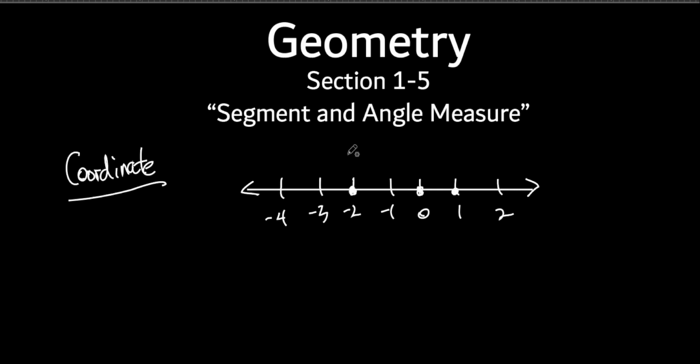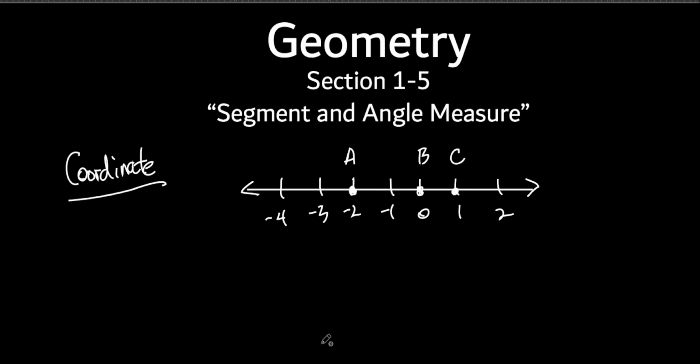Let's call this A, B, and C for lack of imagination. The coordinate is the number that's associated with that point. So what if I said, what is the coordinate of point A? Point A is not the coordinate. The coordinate is the number. Looking at that picture, what is the coordinate of point A? It's -2. Very good. It's the number that corresponds to that point.